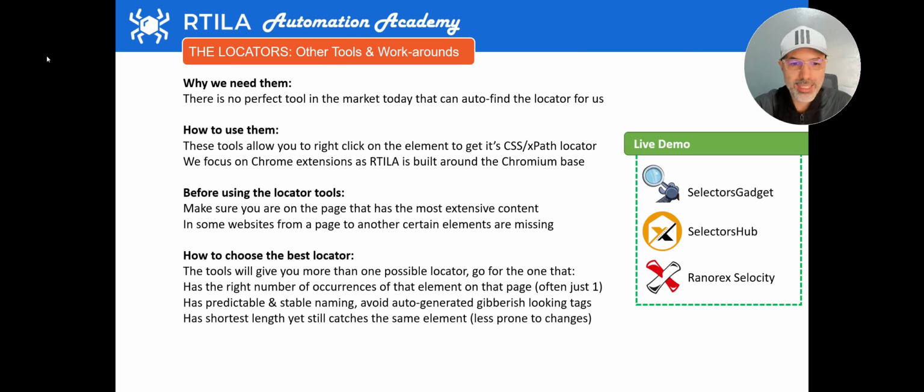And just like the life lesson tells us, when there is one problem, there are at least two solutions or even more. So you could see that with Selector Gadget and SelectorsHub today, and in this particular example, they got the job done. On other websites, it would have been RTILA doing it immediately without any help. On another one, it would have been Ranorex and not the other two. So at least 2, 3, 4 tools you need to try out to get the job done.